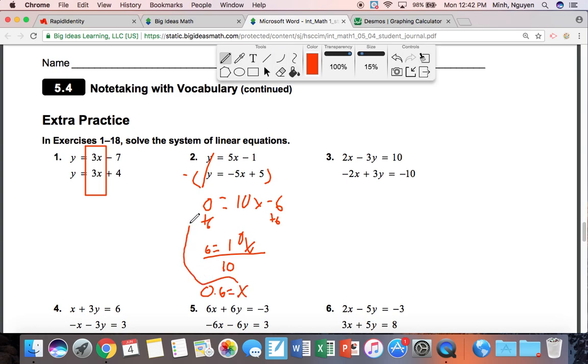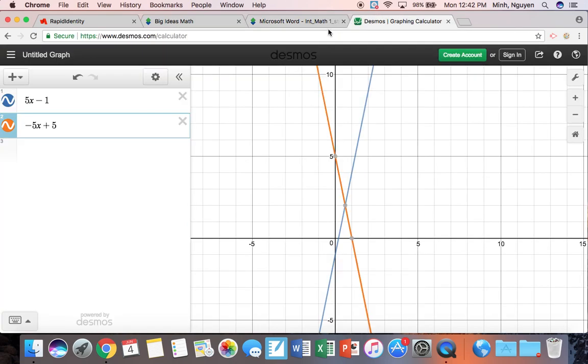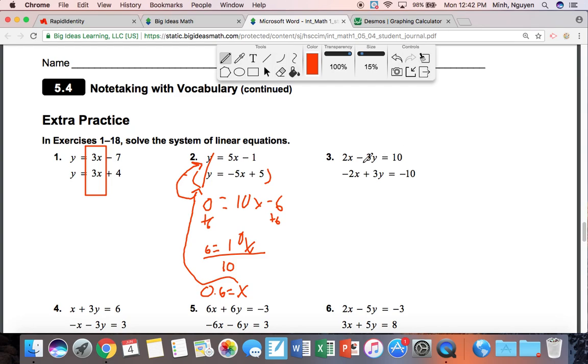And you guys know how to get y. You take it, go into any of the original equations, and you solve for y. You plug this in for x. Okay, let's see. 2x minus 3y. Okay, I can't just easily pop that into the calculator because y is not by itself. So let's just get after it.